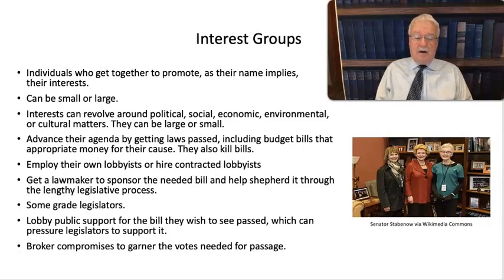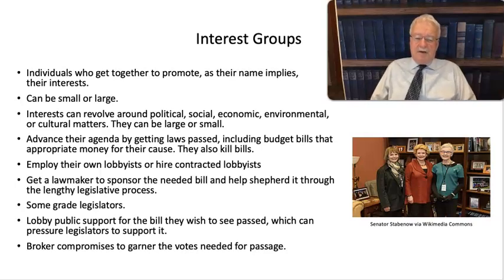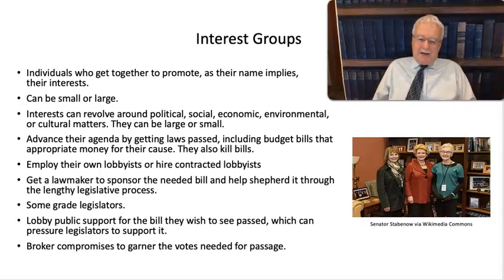Now, another source of law are interest groups, and these are individuals or groups of people who get together to promote, as their name implies, their own interest. They can be small groups or they can be large groups. The National Rifle Association is a large interest group that promotes gun rights. A small local environmental group concerned about a pond in their community could be a small interest group. And interests can revolve around political, social, economic, environmental, or cultural matters. And they can be, again, big or small.